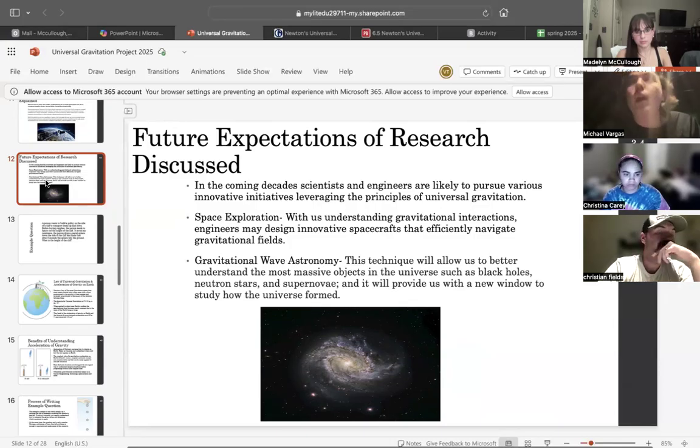And gravitational wave astronomy. This technique will allow us to better understand the most massive objects in the universe, such as black holes, neutron stars, and supernovae, and it will provide us with a new window to study how the universe formed.